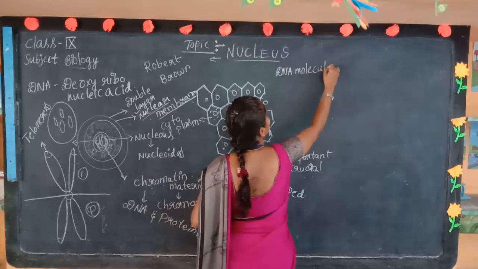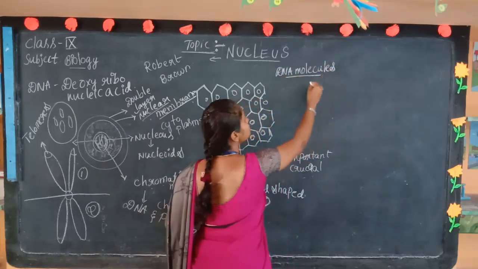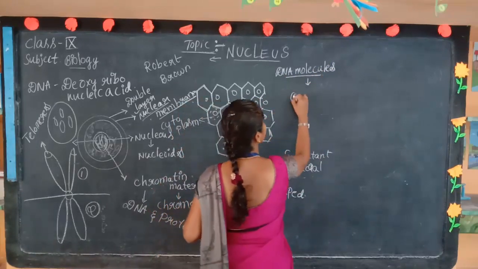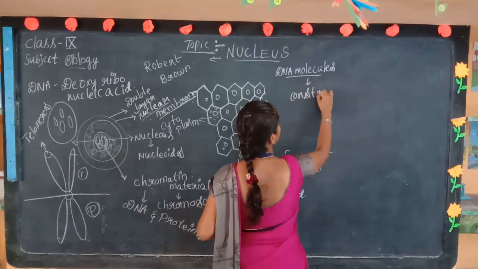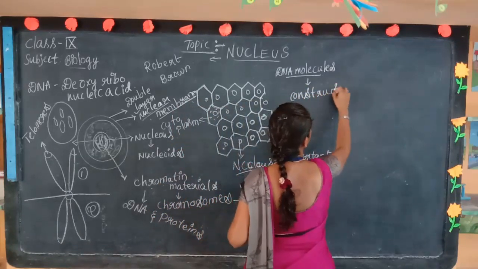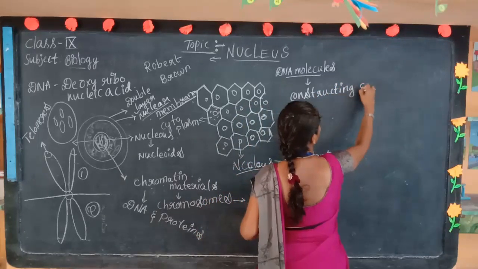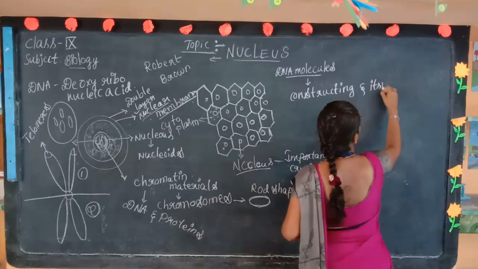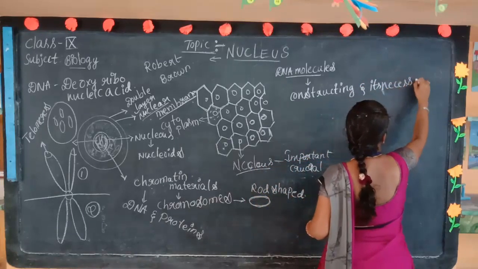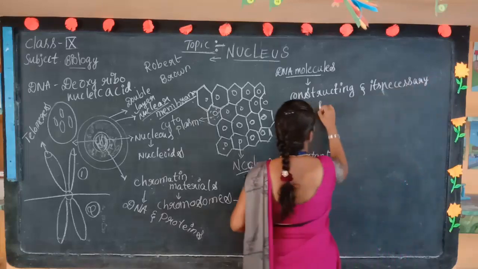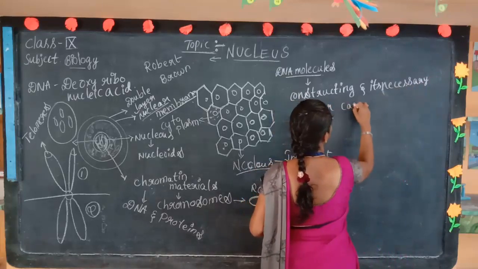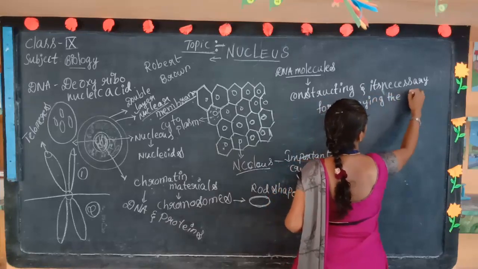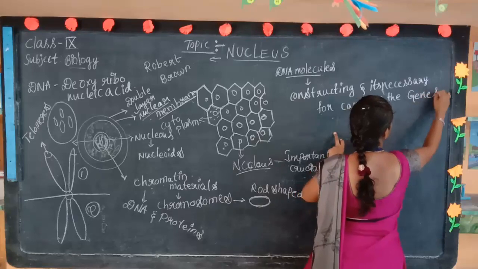What do the chromosomes actually contain? The chromosomes have the DNA molecules. The DNA molecules are necessary for carrying the genes.